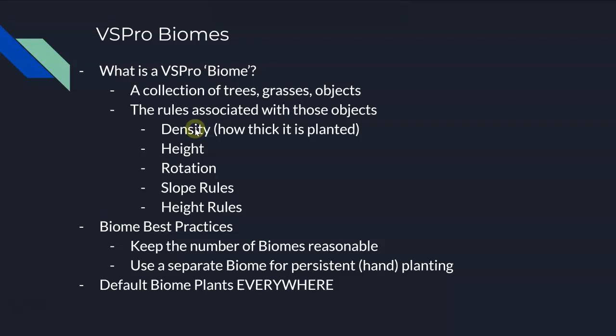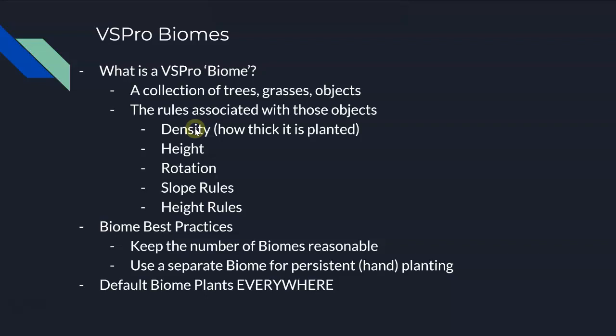And use a separate biome for your hand planting. So when you plant by clicking, you're not planting by rules. Create a separate biome for that because eventually we're going to bake all of our rules-based planting. We're going to bake them and make them persistent. And one is it's hard to track what you've baked and what you haven't baked if you don't have a separate biome for hand planting, because hand planting by its nature is baked already, but the rules-based biomes are not. So we'll have to bake them later on.